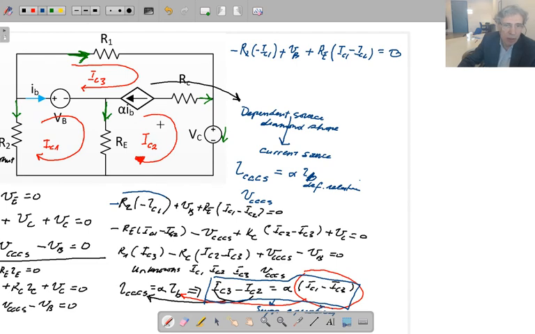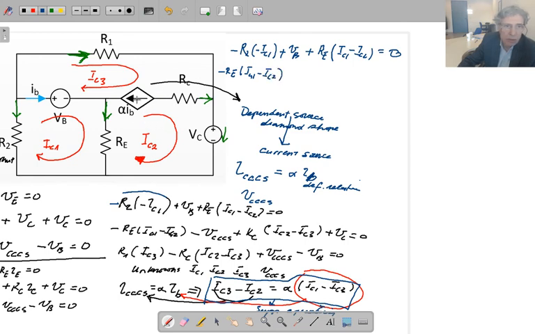So the second one now. So in this mesh I've got four elements, so there's going to be four terms here. So this first one is going to be the same as this one, isn't it? Only the difference is going to be for the first mesh, the sign of VRE is positive. In the second one, since these are opposite to each other, it's going to be minus. So minus RE times EC1 minus EC2.